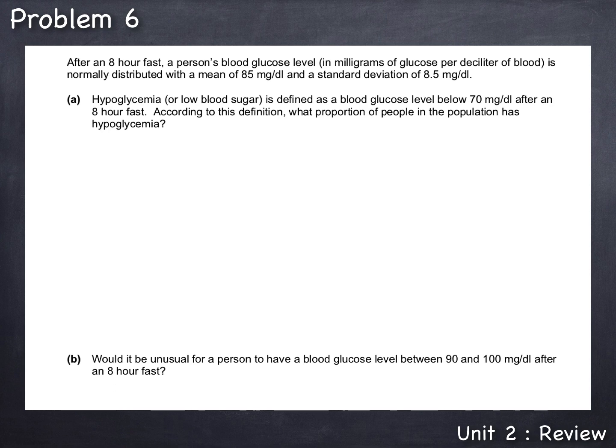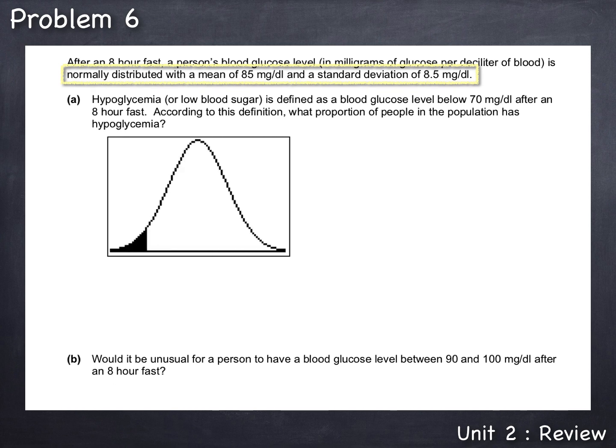Hypoglycemia, or low blood sugar, is defined as a blood glucose level below 70 milligrams per deciliter after an 8-hour fast. According to this definition, what proportion of people in the population has hypoglycemia? Since the problem clearly states that a person's blood glucose level is normally distributed, we can use the normal command on the TI-84 calculator to find this result.